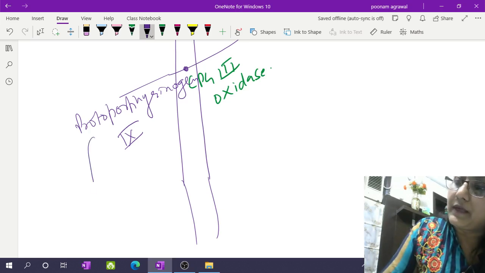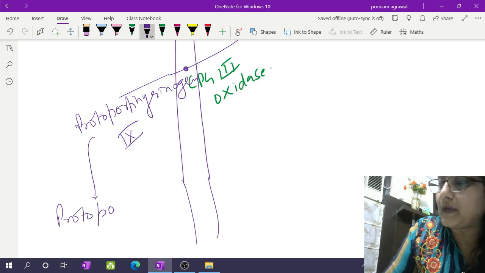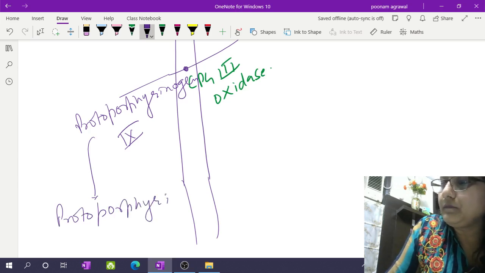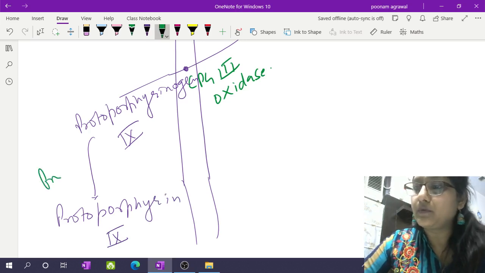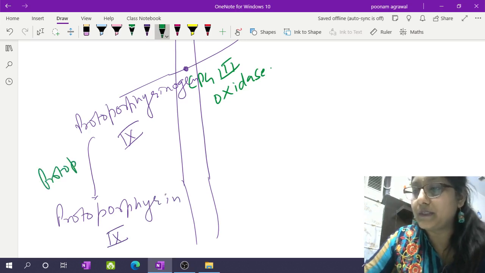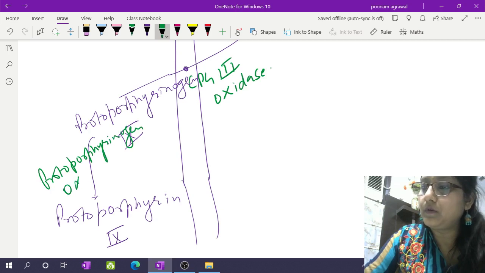Now this protoporphyrinogen 9 is undergoing oxidation to produce protoporphyrin 9 in the mitochondrial matrix, and the name of the enzyme is protoporphyrinogen oxidase, PPG oxidase, protoporphyrinogen oxidase enzyme.